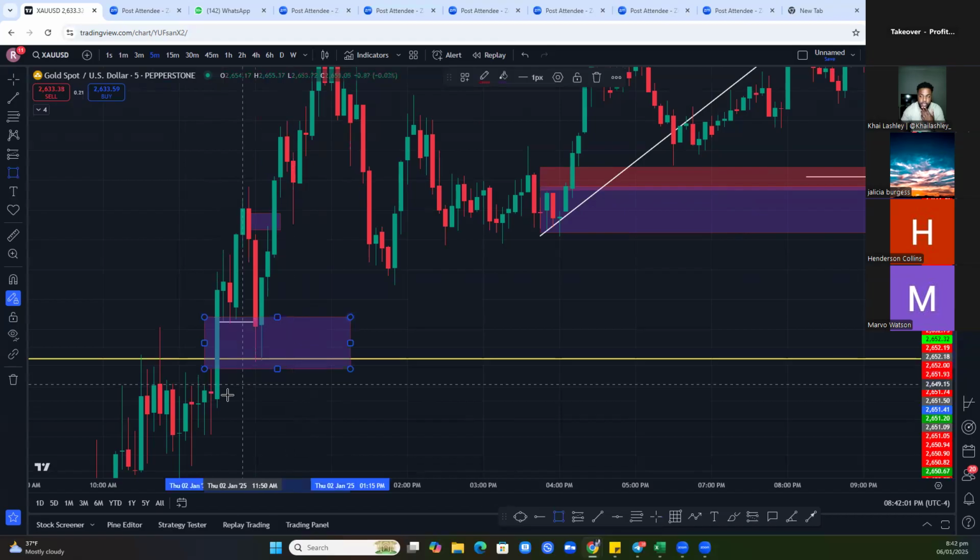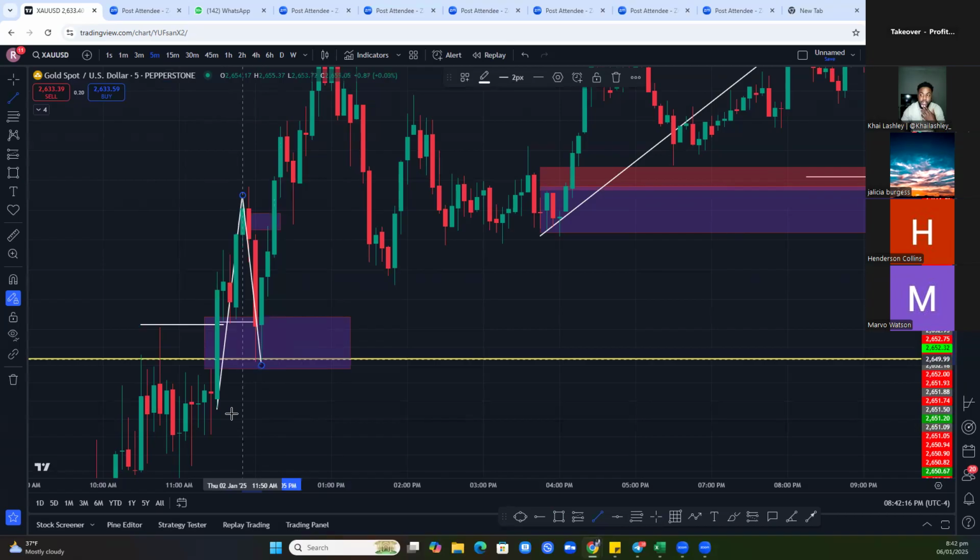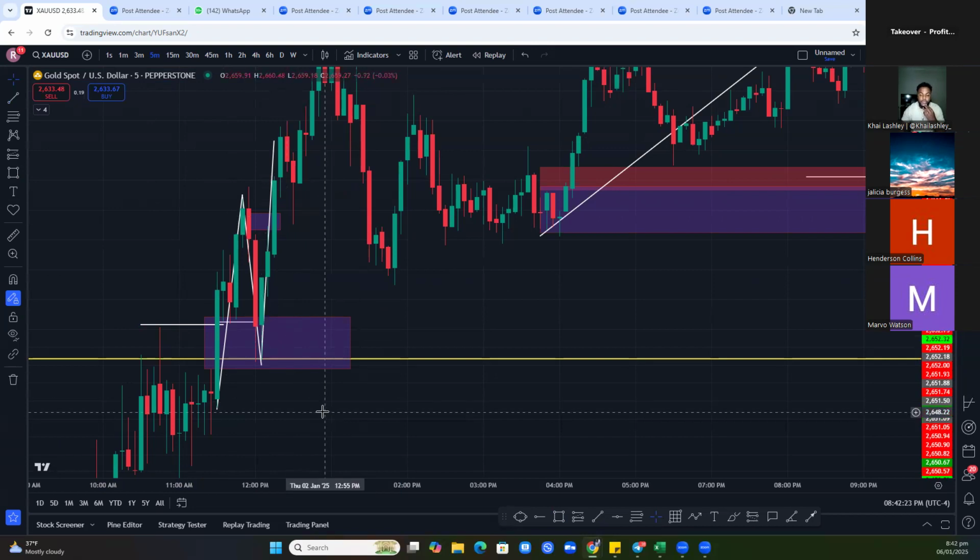Imbalance created, liquidity swept, or the block. Price pushed up, brought some structure, market pushed up. Boom. So when we turn back into this area, the only thing that we're looking to do is buy. Why are you looking to sell? Because you're on a 1 minute time frame.